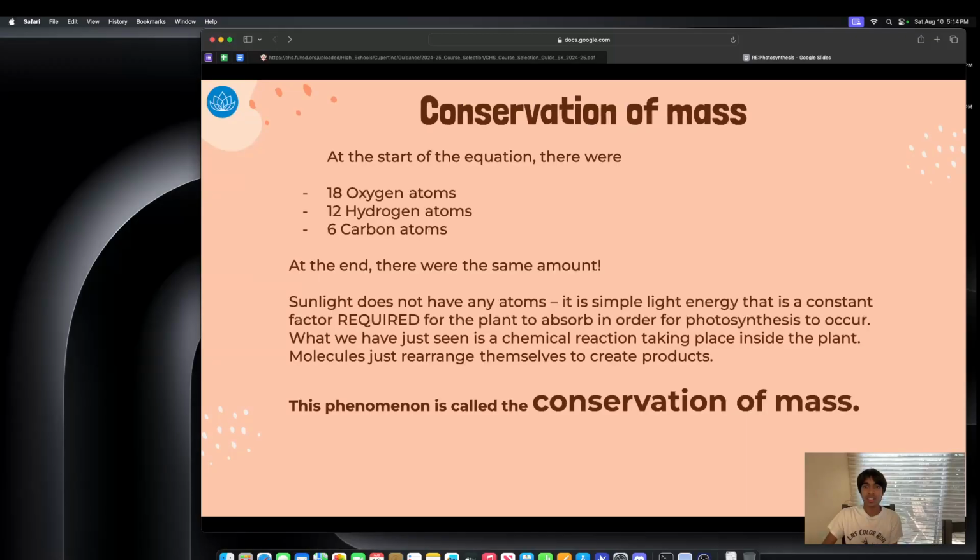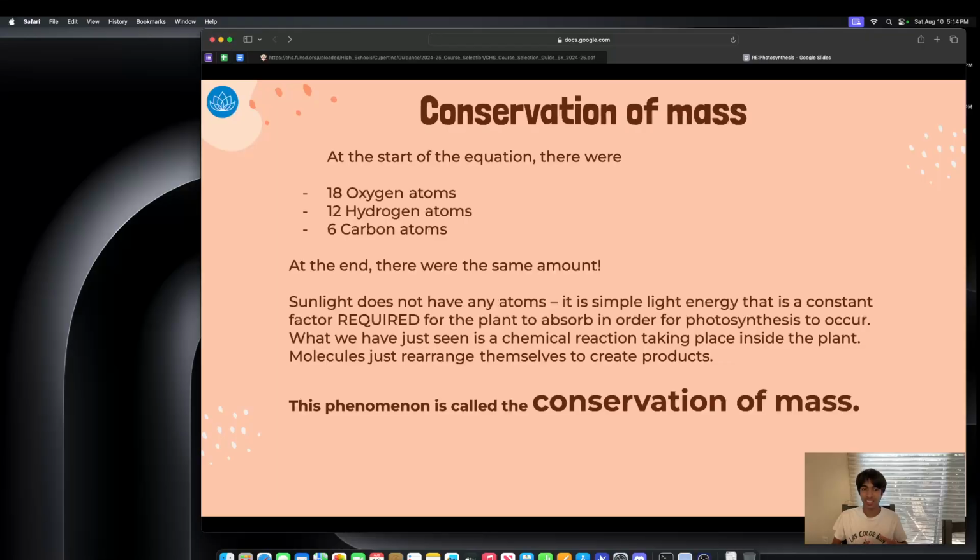And then at the start of the equation, there were 18 oxygen, 12 hydrogen, and 6 carbon, as I said. And at the end, they were the same amount. So sunlight does not have any atoms. It's a simple light energy. It's not like a material. That's a constant factor required for the plant to absorb in order for photosynthesis to occur.